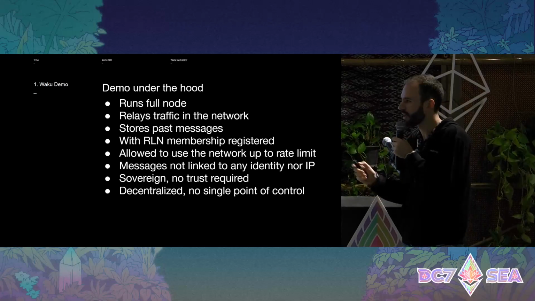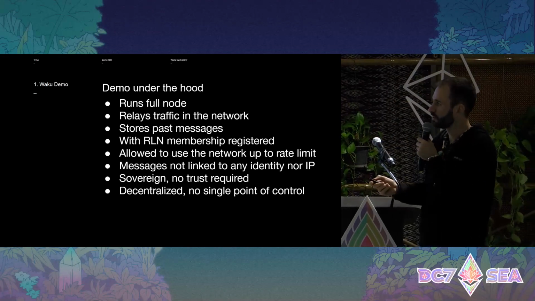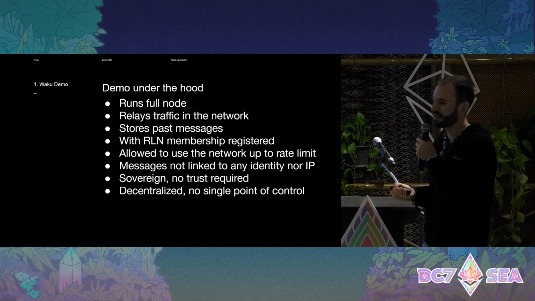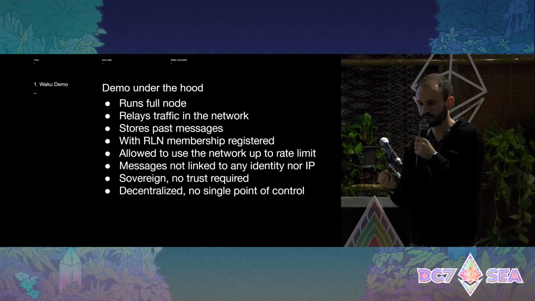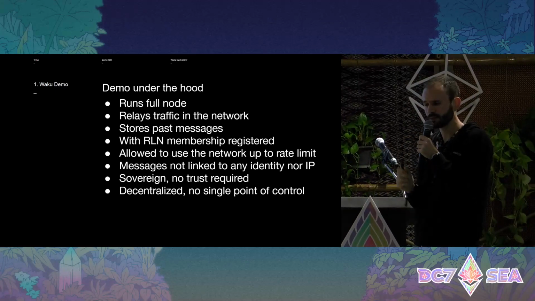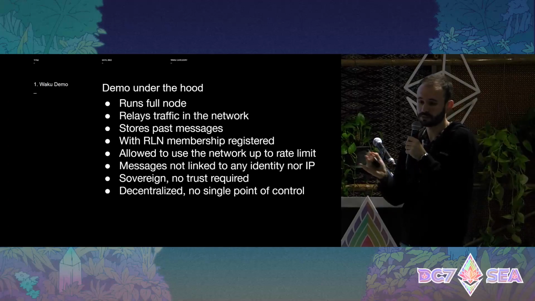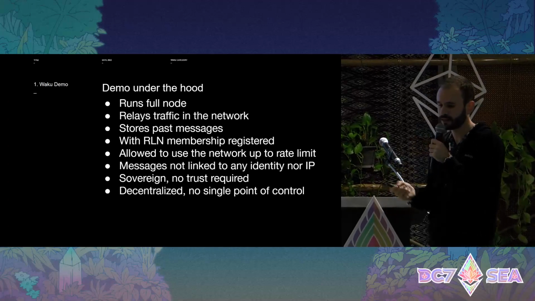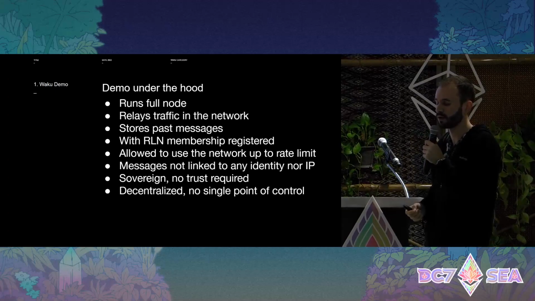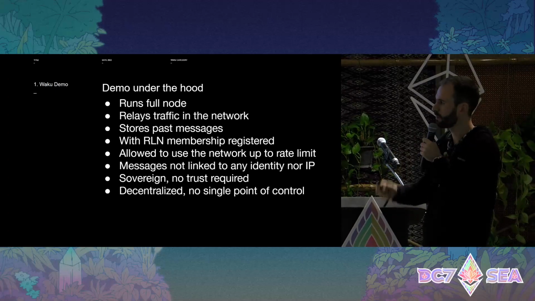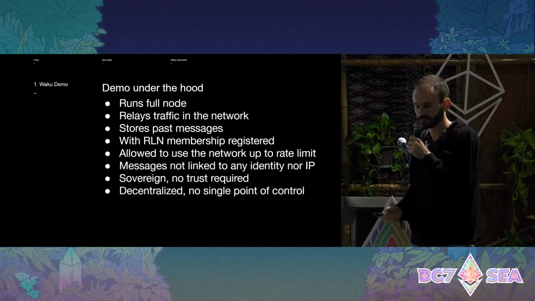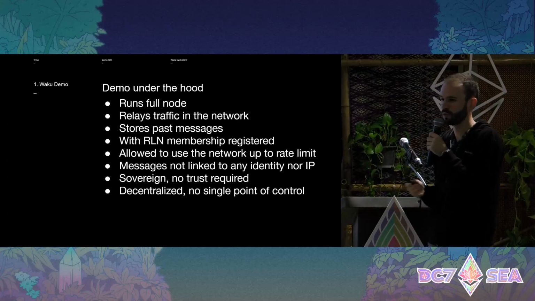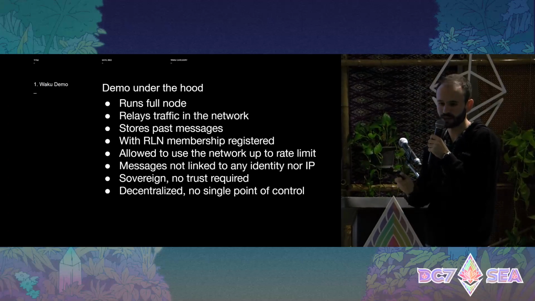This is cool, okay. But yeah, what's the advantage of using Waku? So first of all, the messages are not linked to any identity or IP. Every time you send a message, this zero-knowledge proof doesn't connect your identity to the message. And also, since we are using GossipSub, to some degree, we can guarantee that no one will know your IP or will be able to connect your message to your IP. Also, you are fully sovereign. You don't have to trust anyone in order to use this. And it's decentralized because there is no single point of failure, and you are connected to multiple nodes using GossipSub.